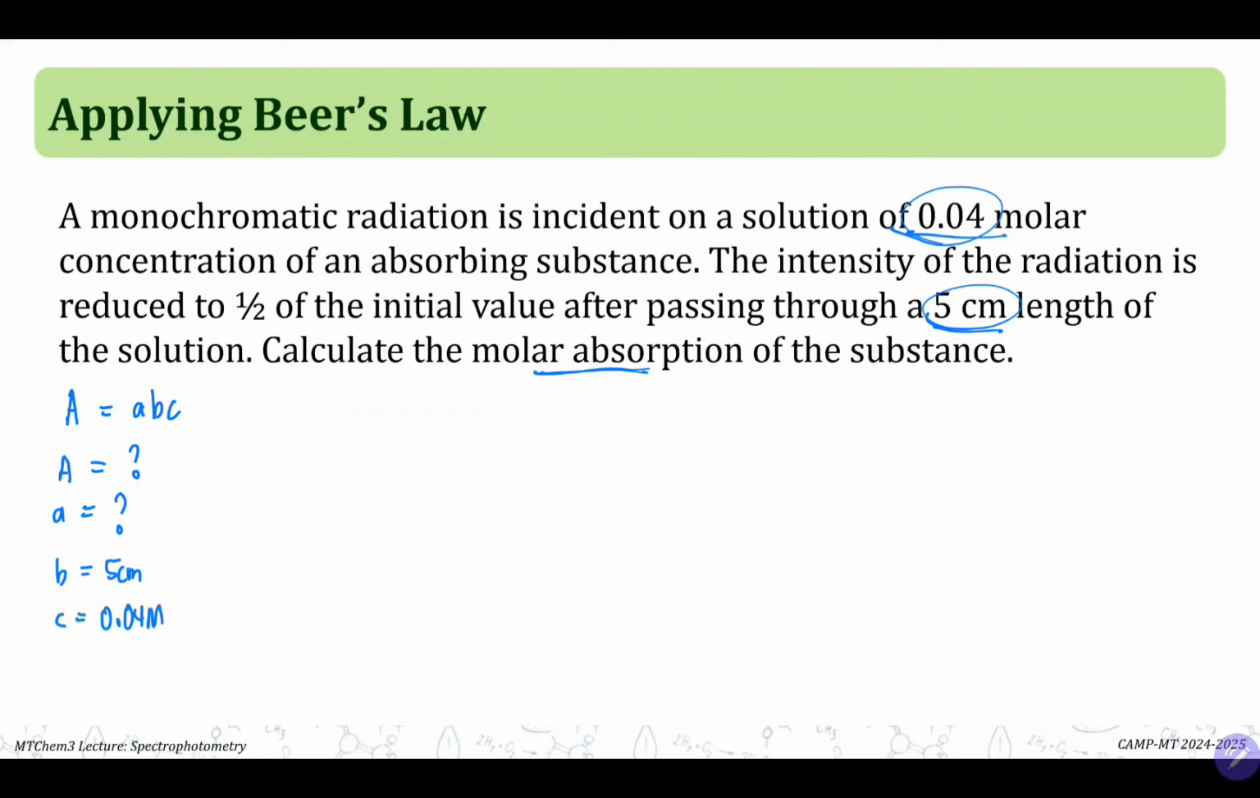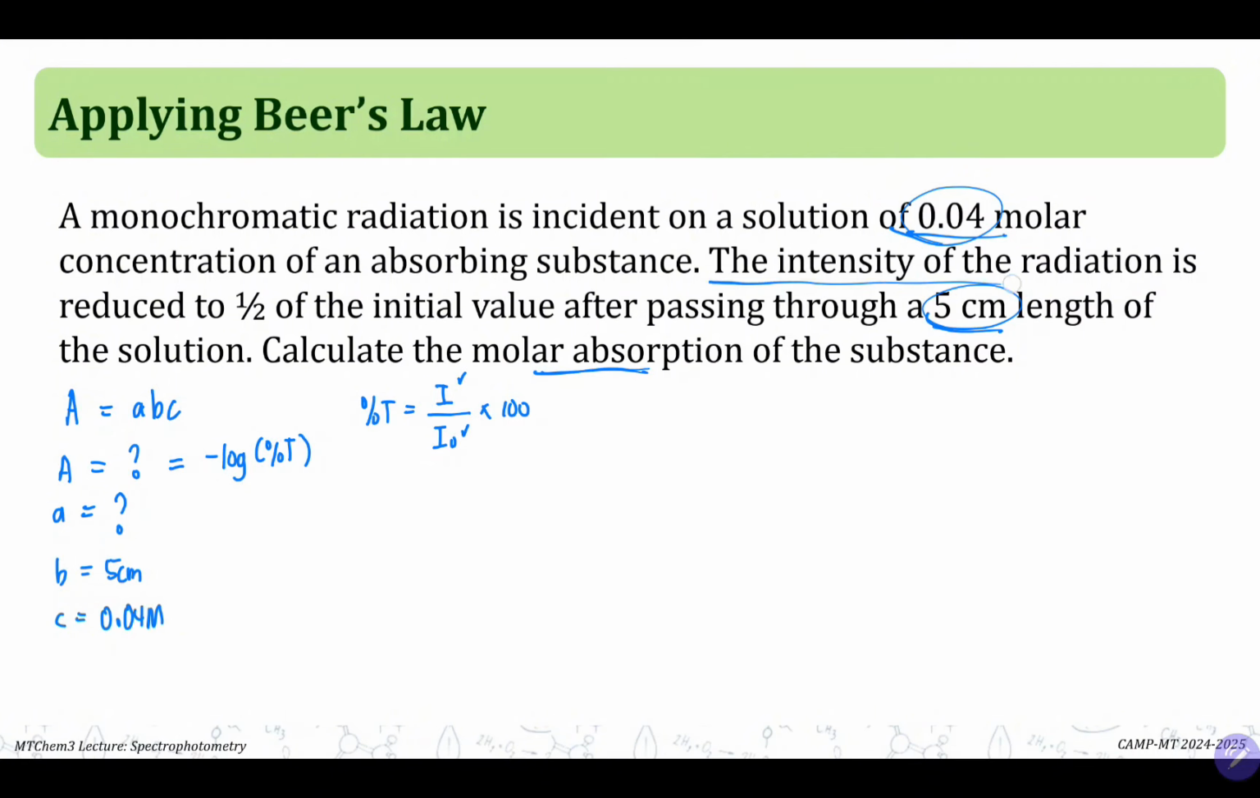Okay, so since you have two missing values, we should get yung isa muna para makuha natin yung isa. Now with that being said, if you can recall a while ago, your absorbance may also be defined as the negative logarithm of your percent transmittance. And your percent transmittance is equal to I over I0 times 100, wherein your I is your transmitted light divided by your I0, which is your incident light.